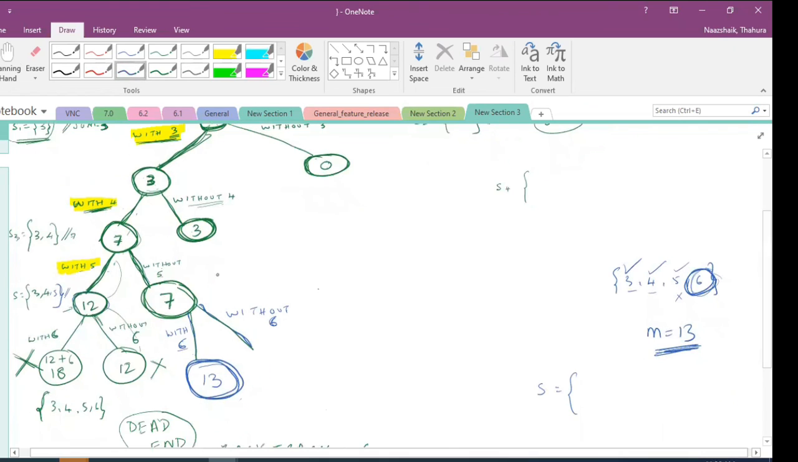How will your subset look like? 3, 4, 5, 6. See, you pick this, so with 3. You pick this, so with 4. You pick this one, which is what? Wrong. Without 5. So your subset will not contain 5. Then you go ahead and you pick this 6, with 6, so your subset contains 6. Add and see: 10 plus 3, 13. You got this answer, right? Correct? Yeah. So this is your correct answer.